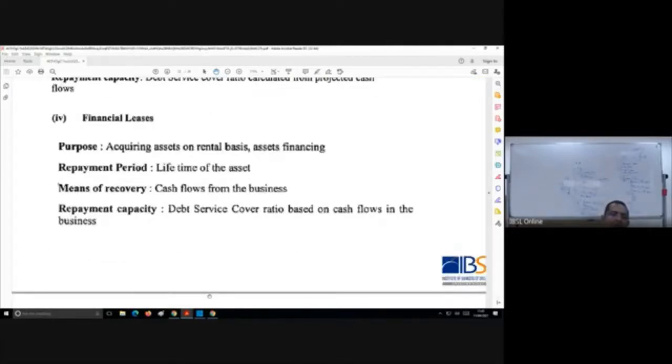Financial leases: acquiring assets. The repayment period is the lifetime, if it is 5 years, a 5-year term. If it is 4 years, a 4-year term. Normally 4 to 5 years. Now we go to 6 to 7 years as well, but normally it is 5 years. Means of recovery is cash flows from the business. Again, repayment capacity is the debt service cover ratio.